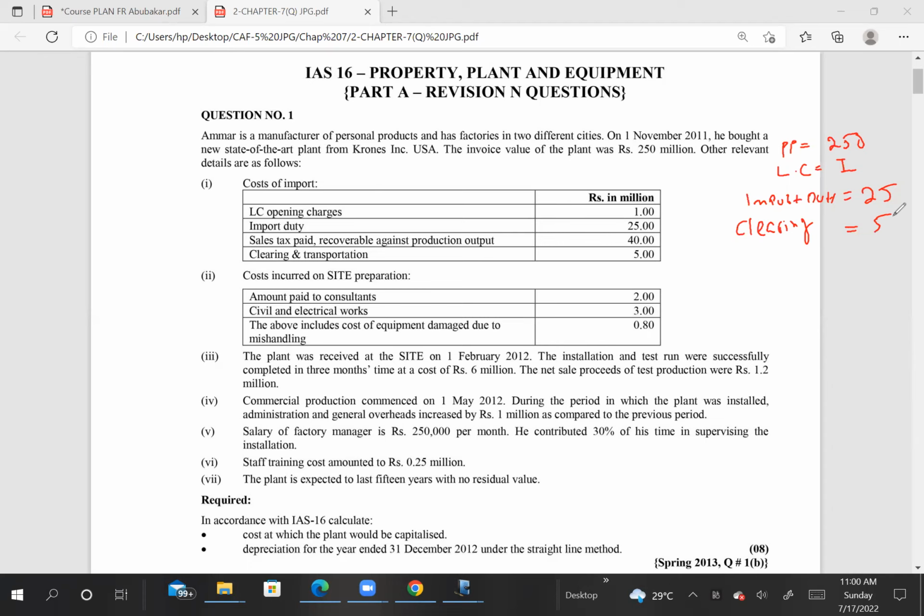Then site cost. Total site cost is 5 million. Out of 5 million, 0.8 is the abnormal loss. So 4.2 million will be capitalized.